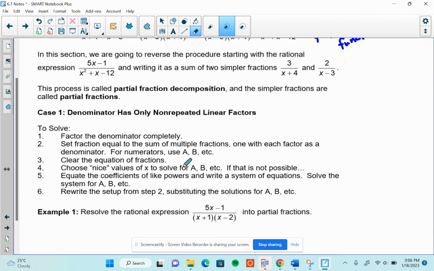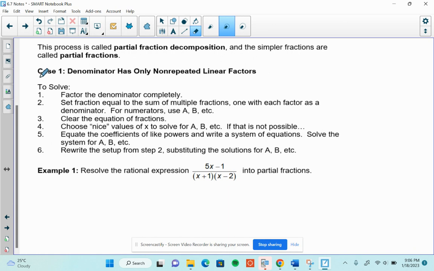So we're going to go through some cases, and case 1 is when your denominator has only non-repeated linear factors. So an example is going to be like this one. Notice there's a linear factor here, there's a linear factor there, but they are different. So non-repeated or different linear factors. Linear means degree 1.